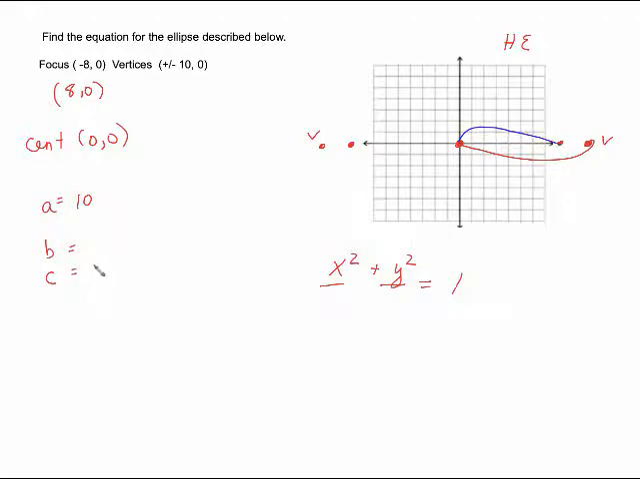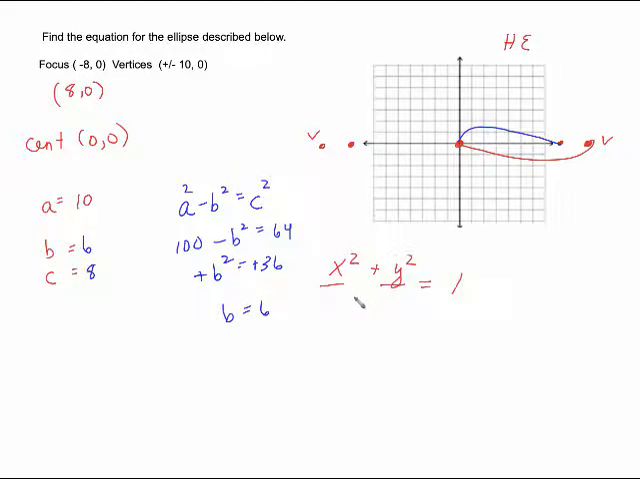and that distance is 8. We've established that it's a horizontal ellipse, so we will have a squared minus b squared equals c squared. Because it's a horizontal ellipse, the a squared will come first in this little arithmetic formula. So that is 10 squared, which is 100, minus b squared equals c squared, which is 64. Subtract 100 from both sides, and I have negative 36, which means positive b squared equals positive 36. Take the square root, and b is 6.